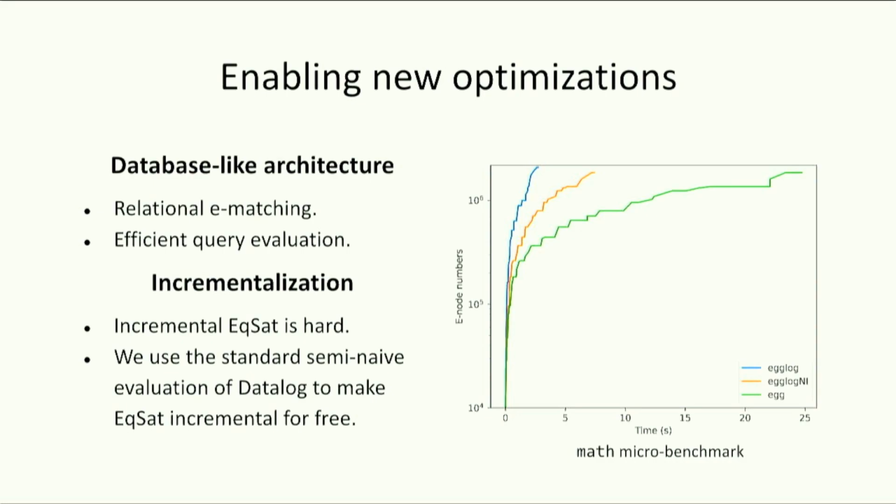And the plot here shows the macro benchmarks we did. So the green line here shows the performance of egg, which is a state-of-the-art EqSat framework. And the non-incremental version of egglog achieves a 3.34 times speedup, thanks to egglog's database-like architecture. And with incrementalization, we achieve an additional speedup, and in total, we achieve a 9.27 times speedup over egg.